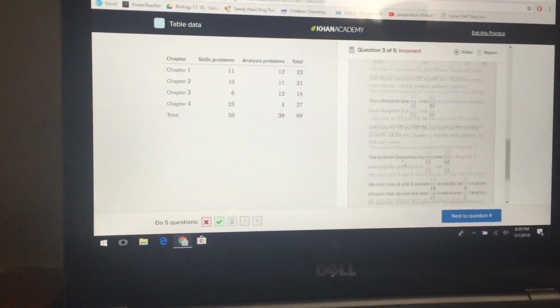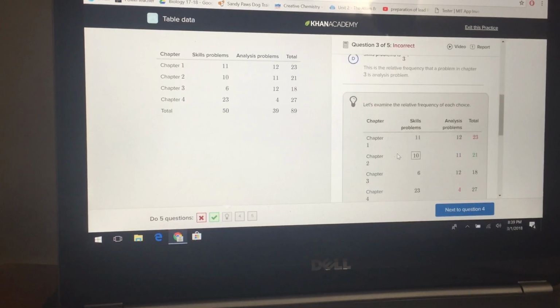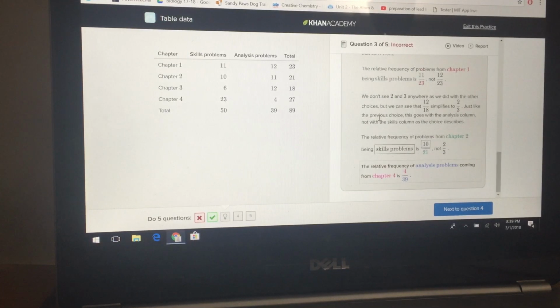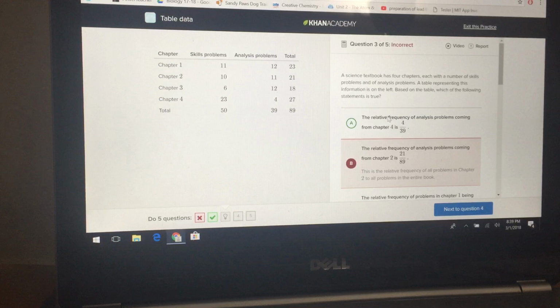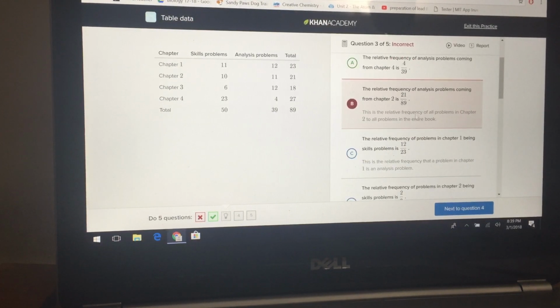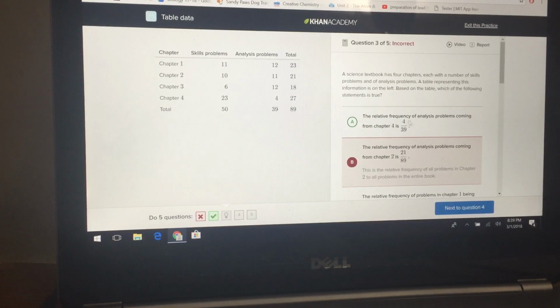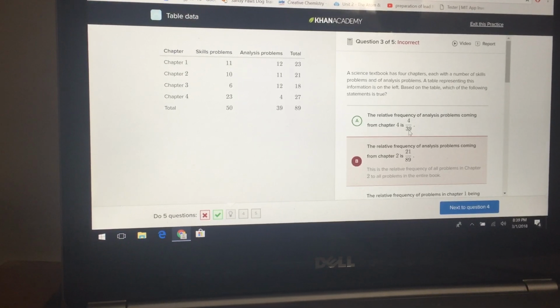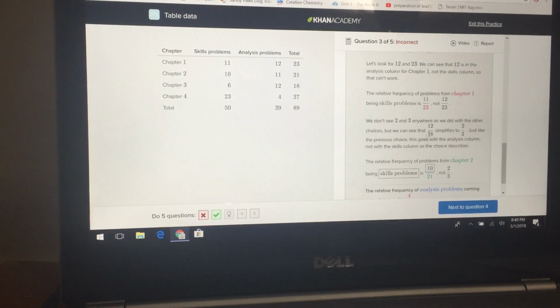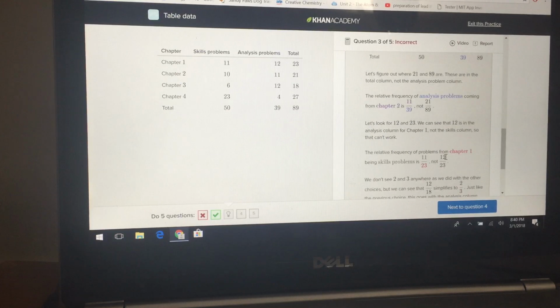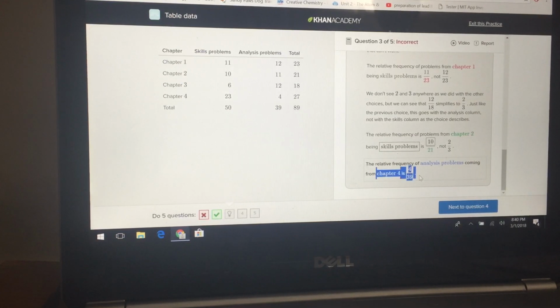Incorrect, okay. Let's examine the frequency of each choice. It looks like what they do is they look for each of these frequencies in the table. They look for a 12 and a 23. They look for a 2 and a 3. They look for a 4 and a 39, and they try to see where it lines up. That's what they're talking about here. Just check in each one, see where it is in the table, like 4, 39. There's 4, there's 39. And it goes with chapter 4. Okay. And that, in fact, is the answer.